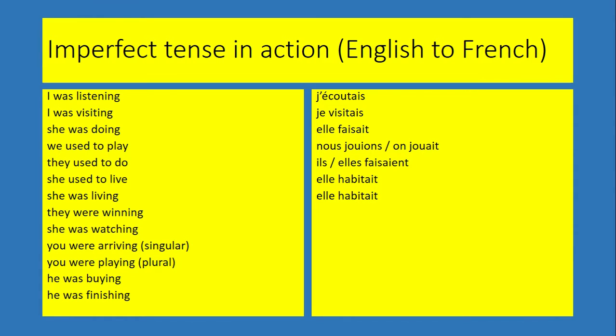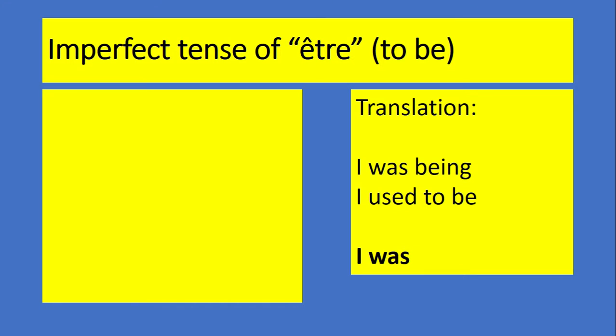So I've tried to trick you there by putting she used to live and she was living, trying to trick you into thinking that would be translated in a different way, but they're translated in exactly the same way. Il ou elle gagnait, elle regardait, tu arrivais, vous jouiez, il achetait, il finissait. There we go. So hopefully you did okay there. The only one that might have been a bit tricky was il finissait, because it's from the IR group, where it's a little bit more tricky to find the verb stem.